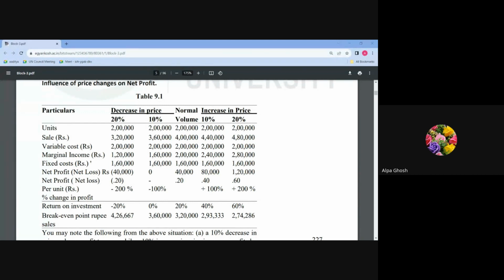So when the units are at 2 lakh, there is a net loss of 0.20. If you convert it into a percentage of 2 lakh, it is minus 200. The loss is 40,000, so if you convert this 40,000 into a percentage, it is a loss of 200%. That is why it is in minus.